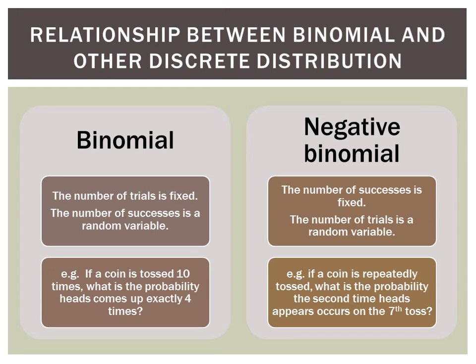For binomial, the number of trials is fixed, and the number of successes is a random variable. We can solve questions like, if a coin is tossed 10 times, what's the probability heads comes up exactly 4 times? For negative binomial, the number of successes is fixed, and the number of trials is a random variable. We can solve questions like, a coin is repeatedly tossed. What's the probability that the second time heads appears occurs on the seventh toss?